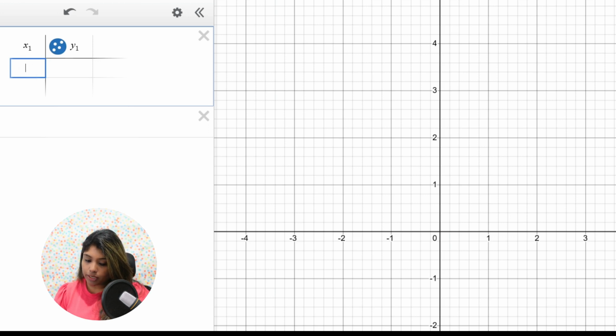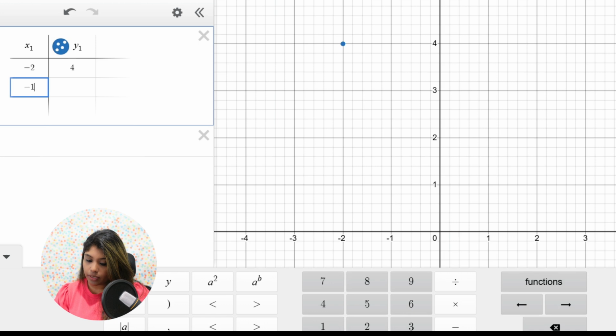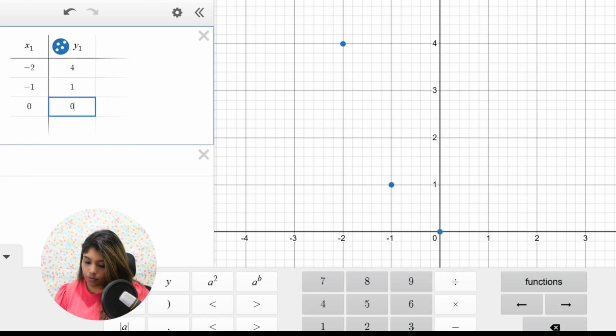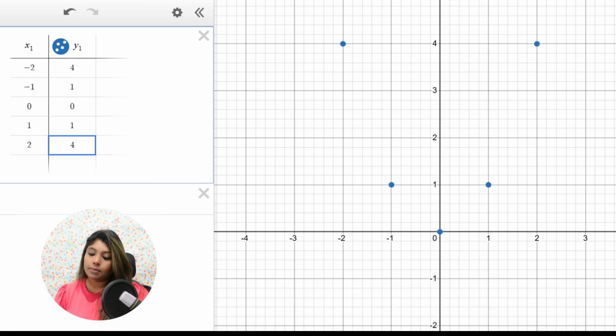So the first point is -2, we got 4. So you can see -2, 4. And then -1, we got 1. For 0, we got 0. And then 1, we got 1. For 2, we got 4. So these are the table of values.